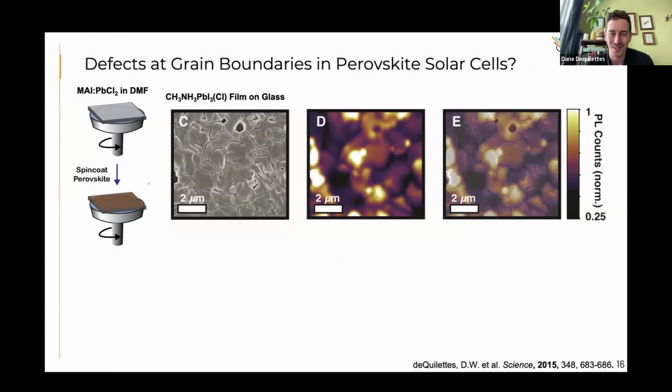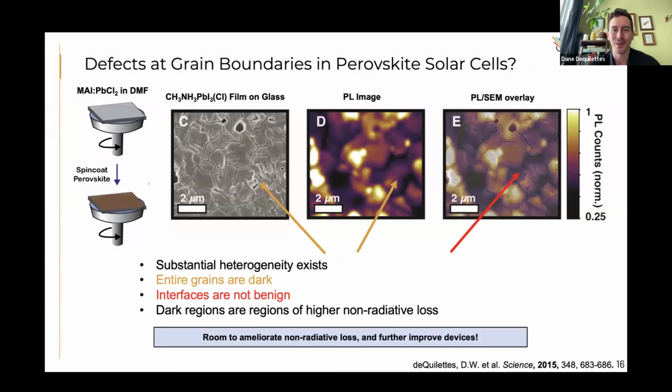So what we found was rather surprising, was that there are entire grains that were low photoluminescence. The grain boundaries were dark, suggesting that there were highly defective regions, and that we could actually improve and target these regions in order to further improve performance. So maybe these PL images were providing some information on how ultimately they'd translate to device performance.